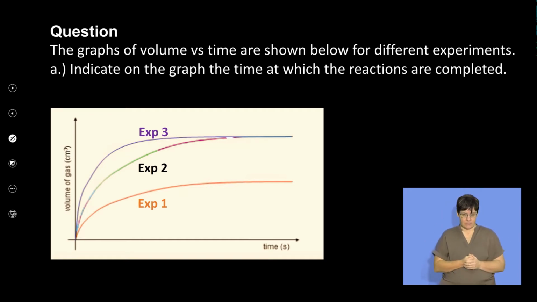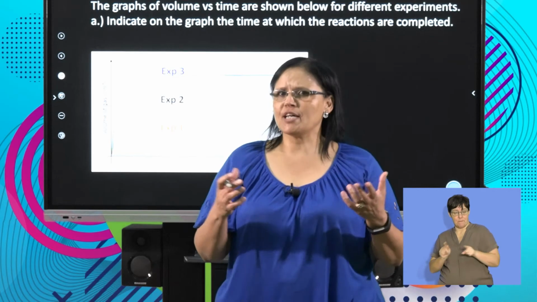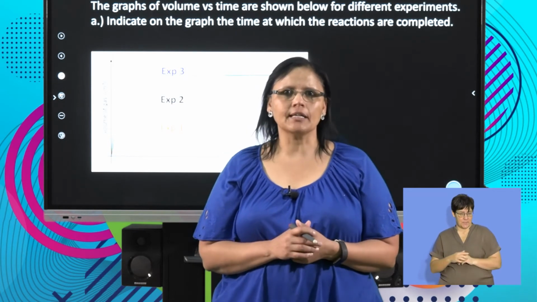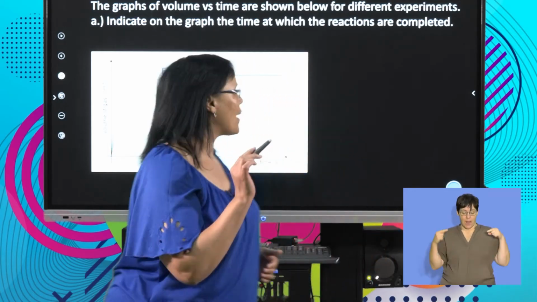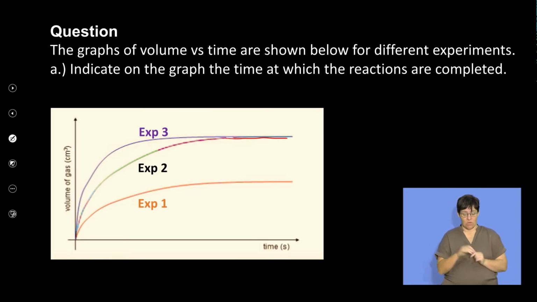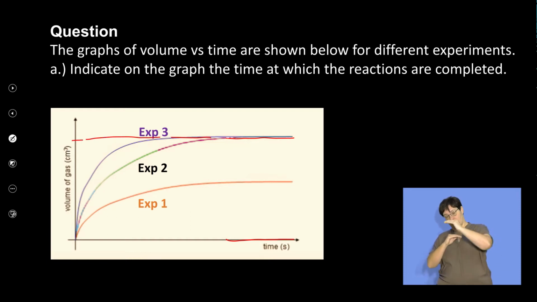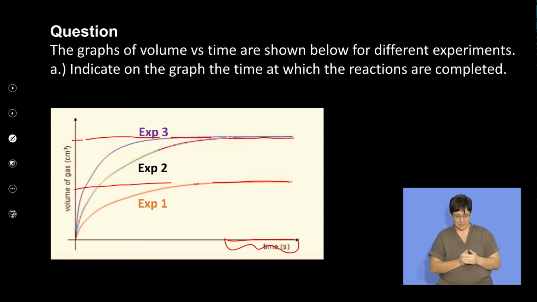Now, whenever we have a volume versus time graph or a mass versus time graph, you must remember that the end of the reaction is represented by a parallel line. The line that's parallel to the time axis indicates that your volume remains the same for a period of time. So I would say it's more or less at that time that the reaction is completed.